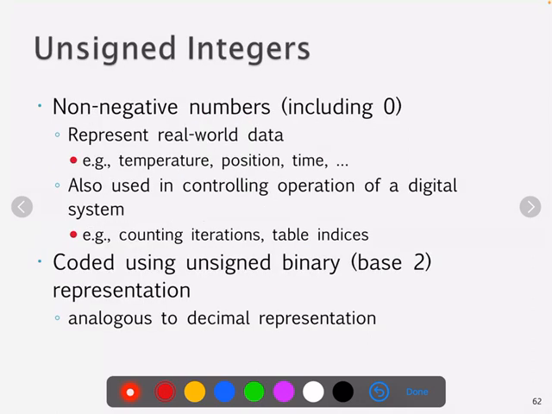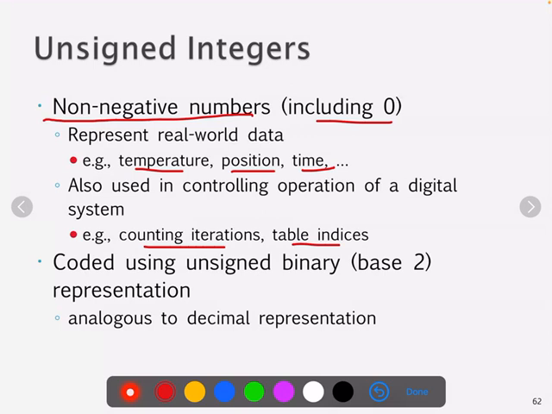So what are unsigned integers? They are nothing but non-negative numbers including zero, which are used in the real world for representation of data, for example temperature, position and time. There are no negative temperatures, no negative positions and so on. Also, it is used in controlling operation of digital systems, like counting the number of iterations and table index.